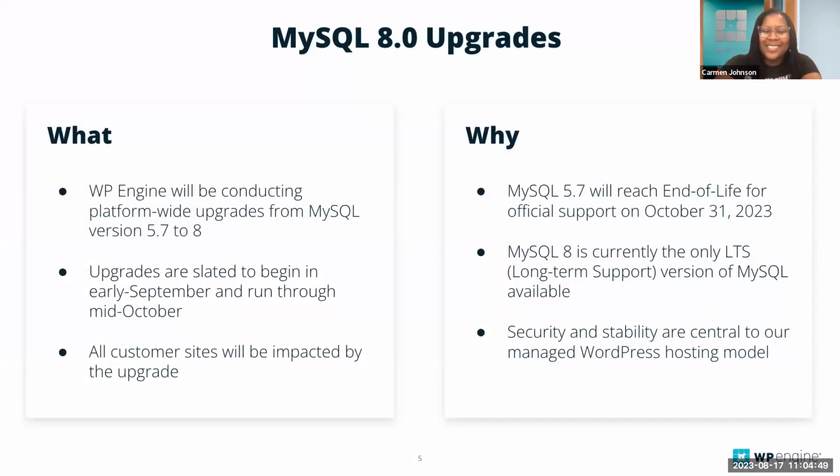Before we get to the really juicy bits and Austin's walkthrough of how exactly to go through testing in Local, I just want to set the stage and give you all some more context behind the what and the why for this round of upgrades. Basically, all WP Engine sites are currently running MySQL version 5.7. This version will be reaching its end of life for official support on October 31st of this year. So by this time, we need to ensure that all of our customer sites have been upgraded to the long-term support version, the most secure version, which right now is MySQL 8.